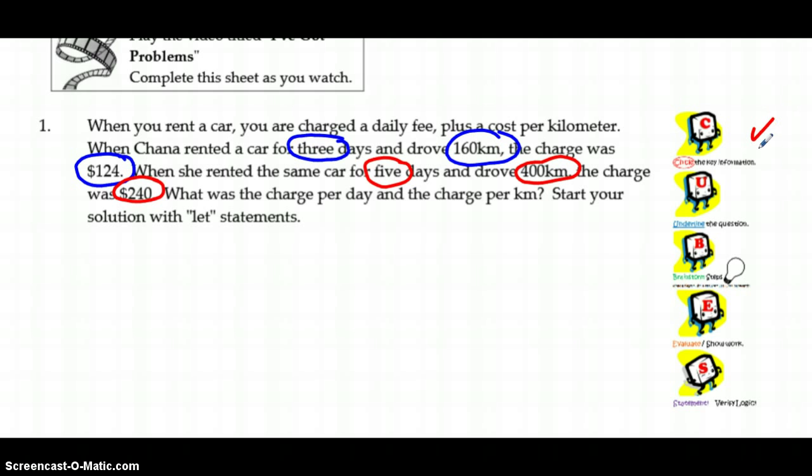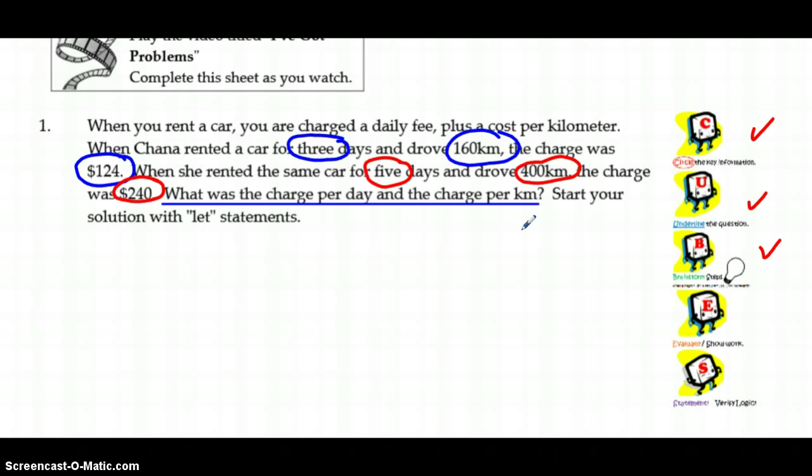So we've circled all the key information. The next piece tells us to underline the question. So I'm just going to grab my fancy underline tool here. What was the charge per day and the charge per kilometer? So the next step in cubes is to brainstorm steps. So what can we do? What kind of applications can we do to solve this problem?